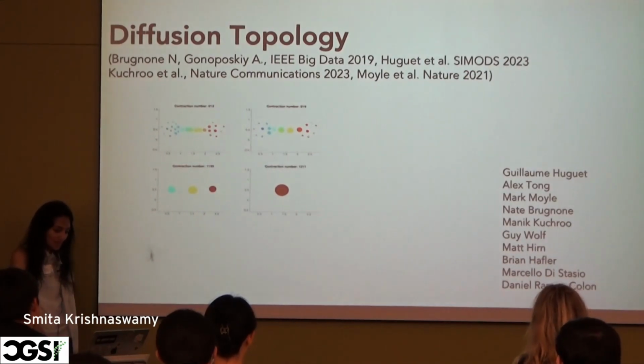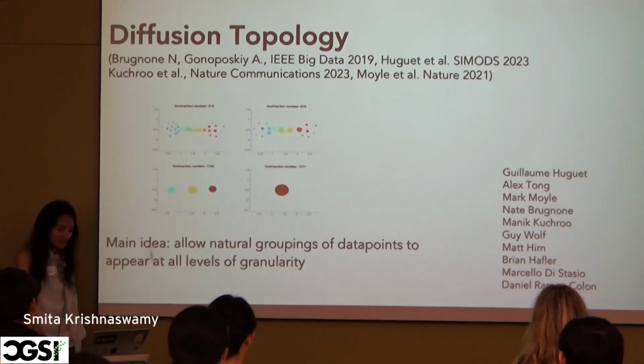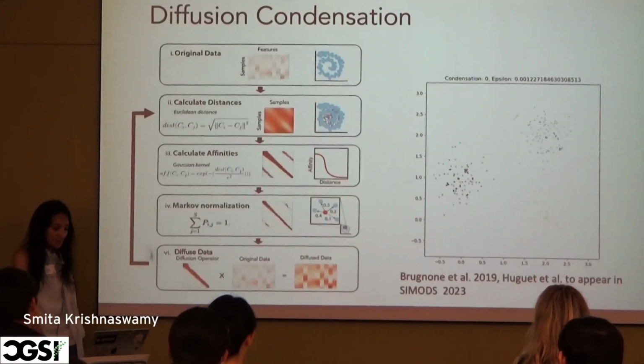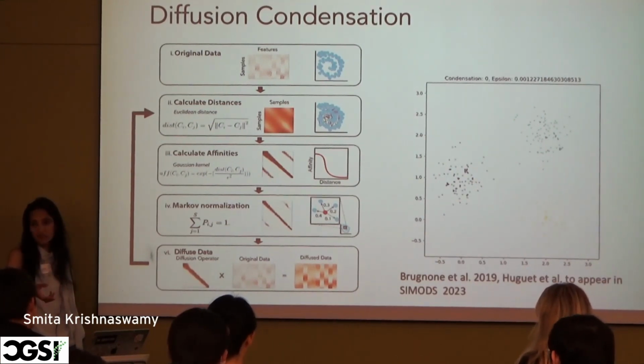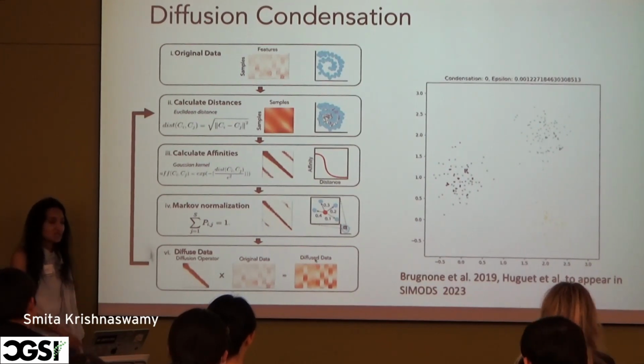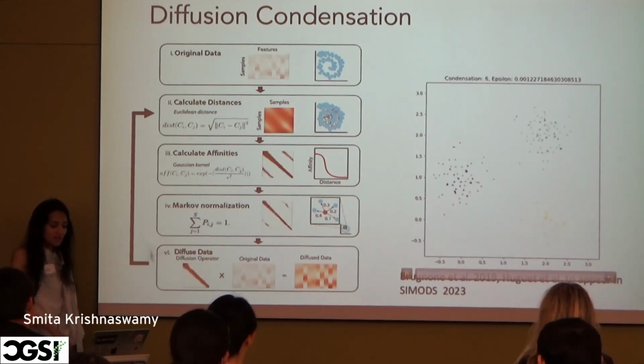So maybe the last example that I'll go over is this one, which has to do with coarse graining data, and I'm going to skip the very last example I had. As you saw, when you apply the diffusion operator to the data, it creates a low pass filter and it smooths the data, so it kills some variability. So we decided to use this repeatedly to get a continuous coarse graining of the data. And we call this process diffusion condensation.